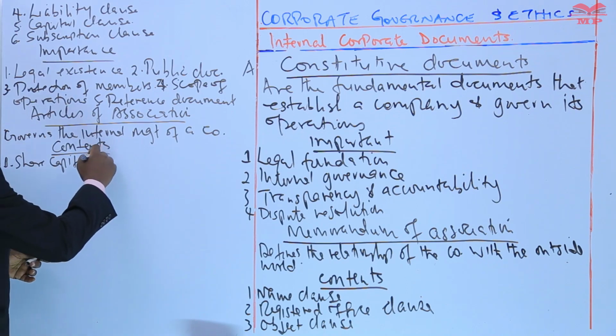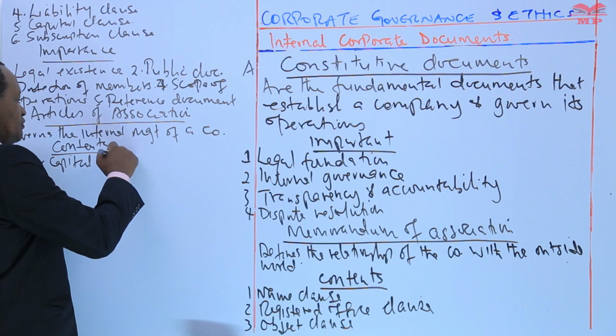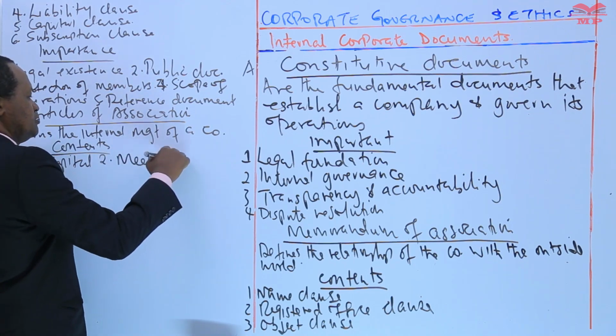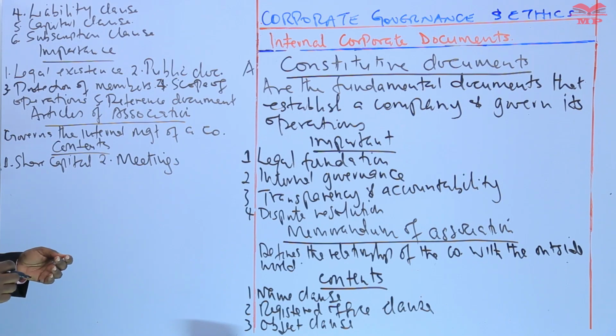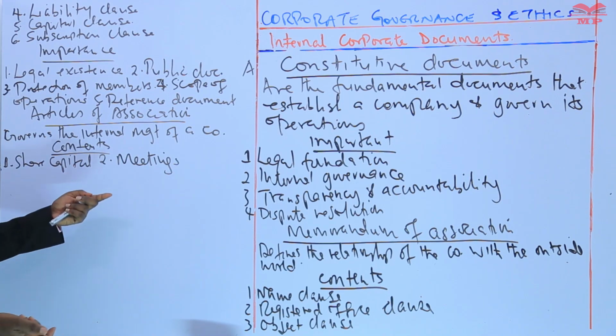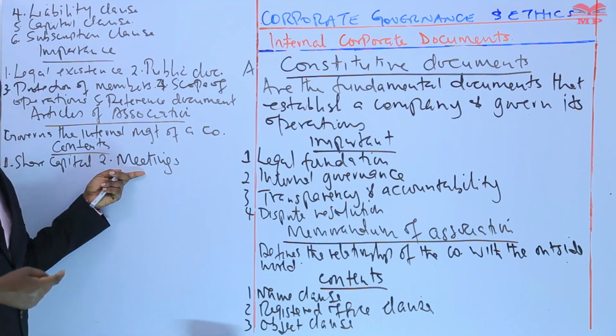That's the first content. Now, the second content is meetings. These are rules regarding the convening and conducting of general meetings, the annual general meetings, the board meetings, the voting, the procedure for voting, quorum requirements. Anything relating to meetings is contained in the Articles of Association.